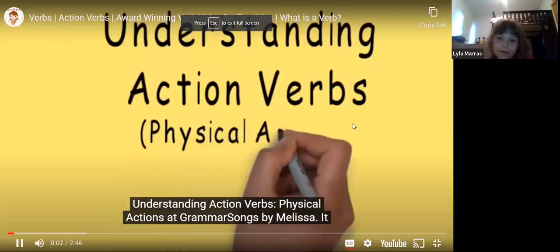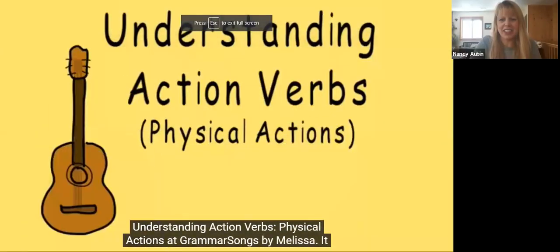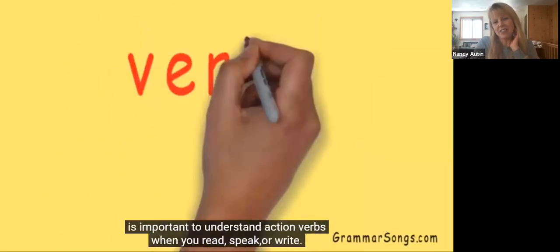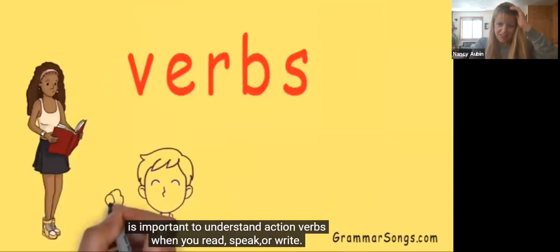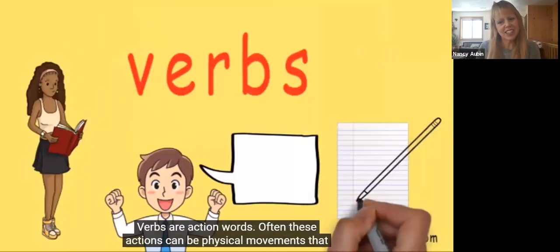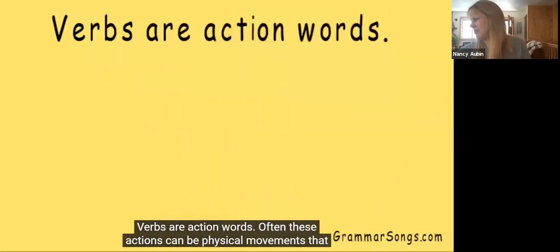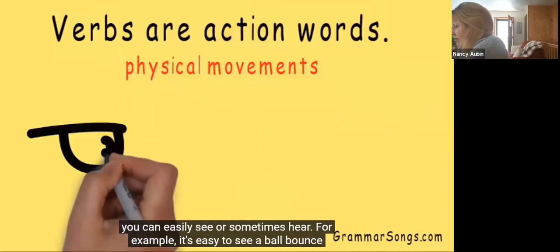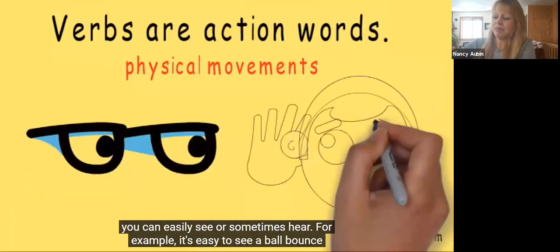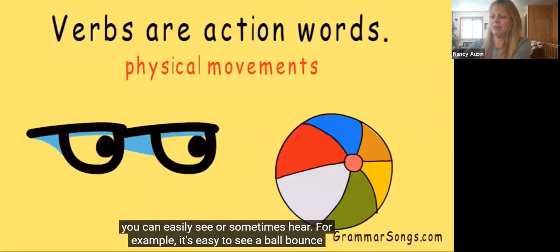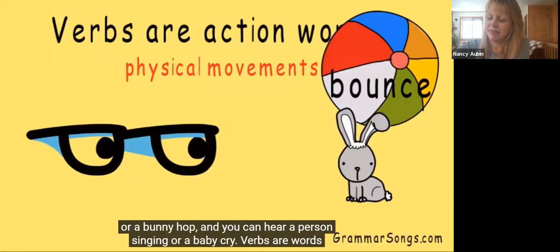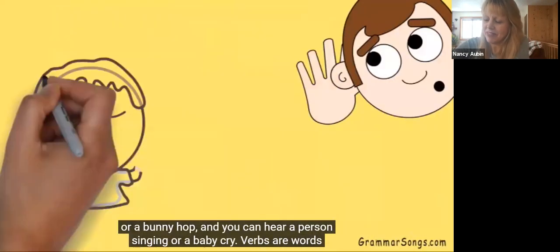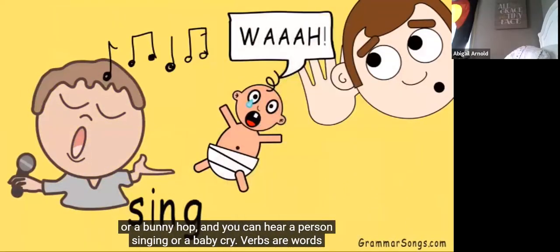Understanding action verbs, physical actions. At Grammar Songs by Melissa. It is important to understand action verbs when you read, speak, or write. Verbs are action words. Often these actions can be physical movements that you can easily see or sometimes hear. For example, it's easy to see a ball bounce or a bunny hop. And you can hear a person sing or a baby cry.